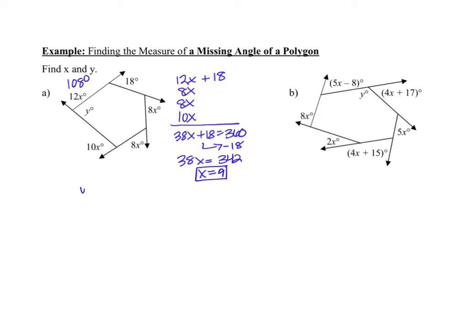So now I can do y plus 108 is equal to 180 because they're supplementary. Subtract the 108 from each side and you get y is equal to 72.